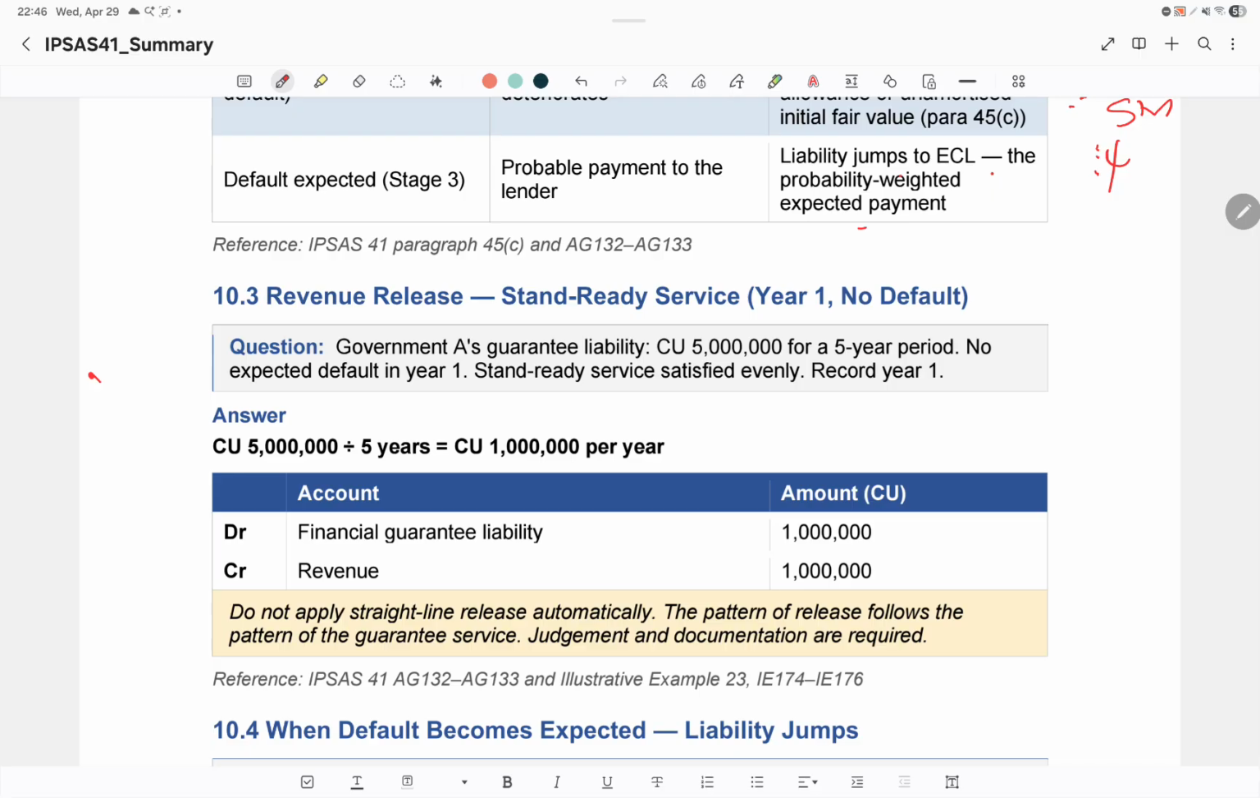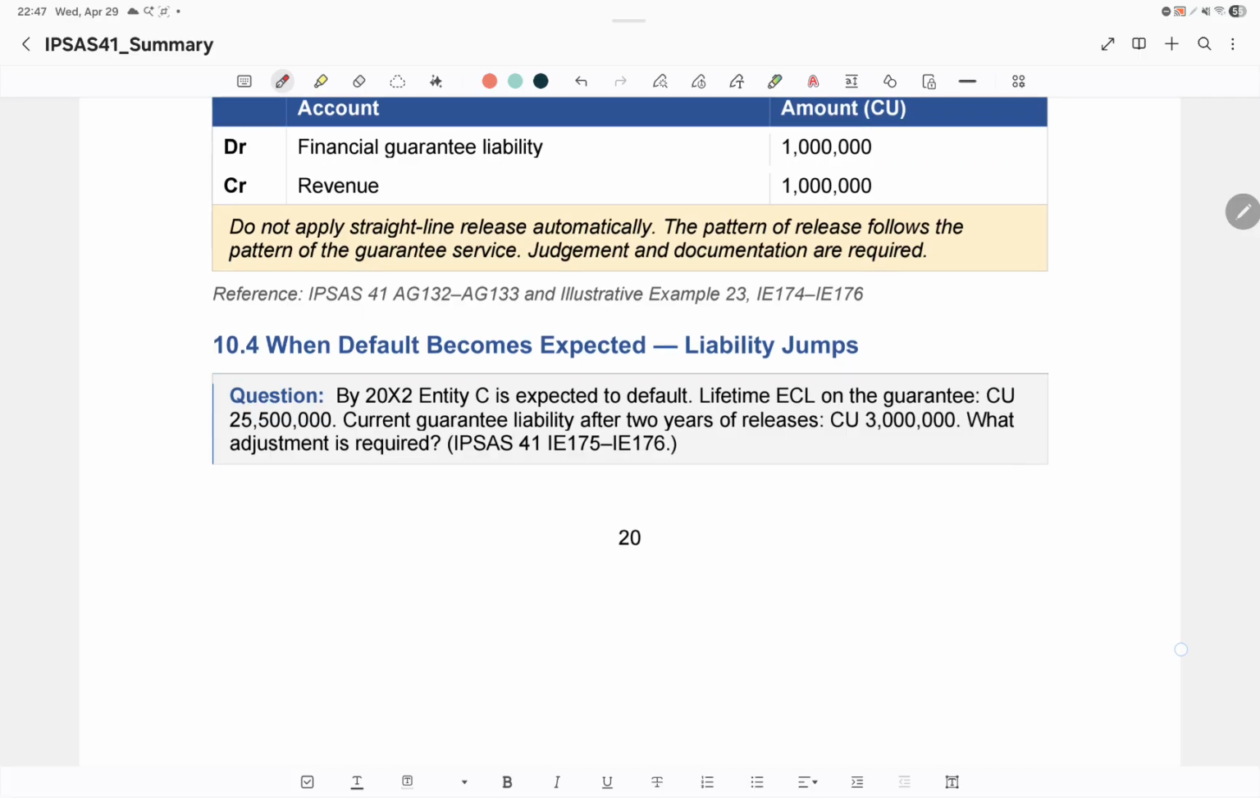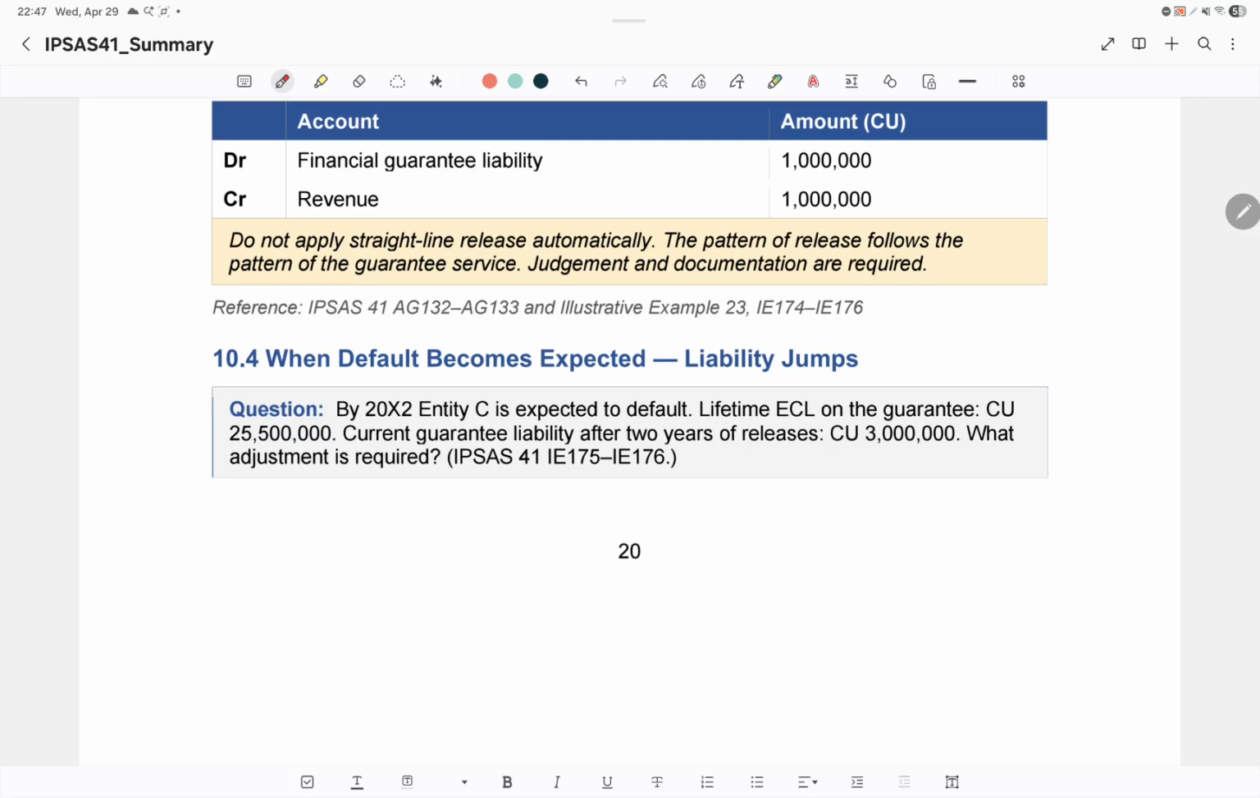So, standby is satisfied evenly. Record year 1, so revenue release. You only debit guarantee liability 1 million, credit revenue. Do not apply straight line automatically. The pattern of release follows the pattern of guarantee service. Judgment and documentation are required when default becomes expected.